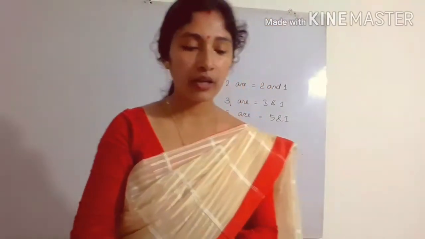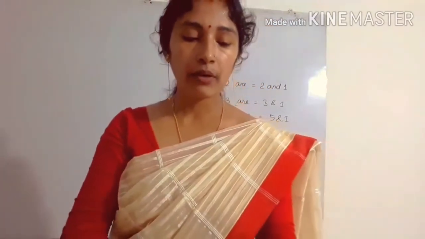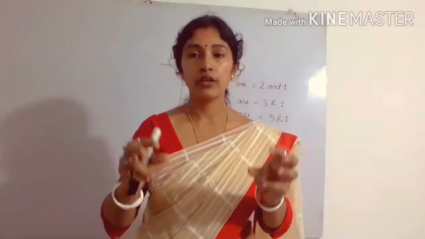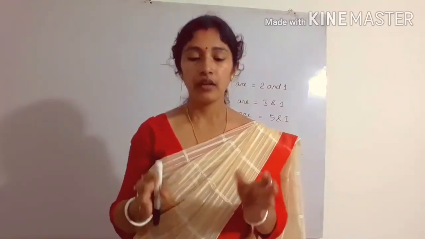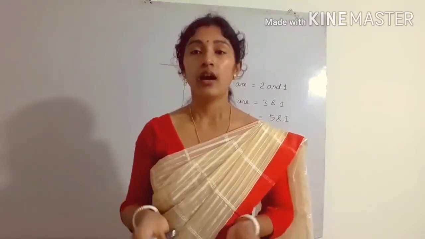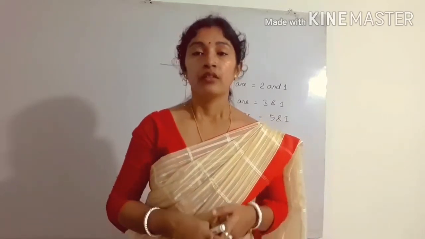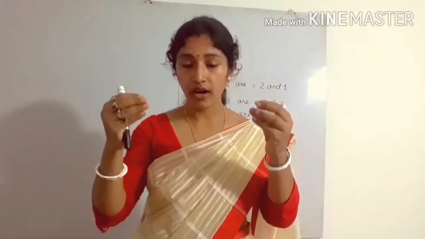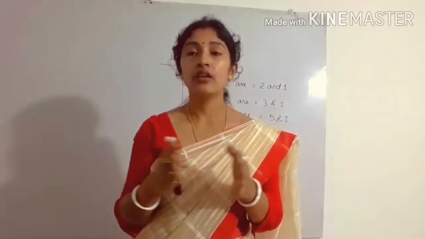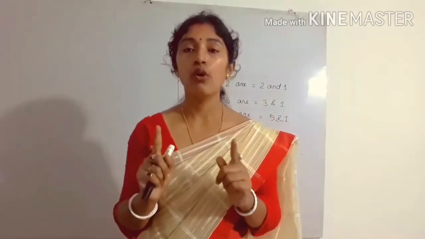Next, come to the next topic, co-prime numbers. So what are co-prime numbers? Take any two numbers and try to find the factors. Sometimes it may happen that there is no common factor other than 1. If we take two numbers and we find the factors of the two numbers and we see that there is no common factor other than 1, then the two numbers are called co-prime numbers.